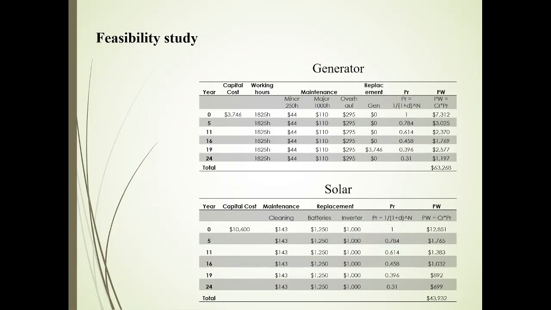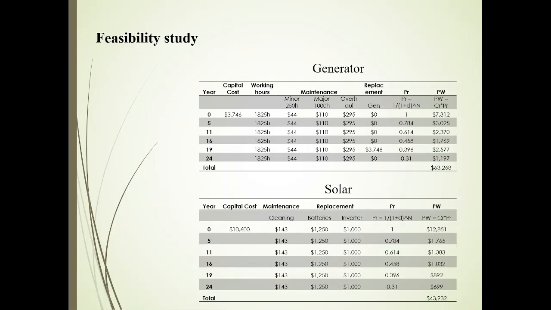1,825 hours, and the generator has three maintenances: minor maintenance after each 250 hours, which is changing the oil, and the major one after 1000 hours for changing the oil and air filters, and the last one is for the overhaul change after 10,000 hours. The generator must be replaced after 35,000 hours or 19 years.